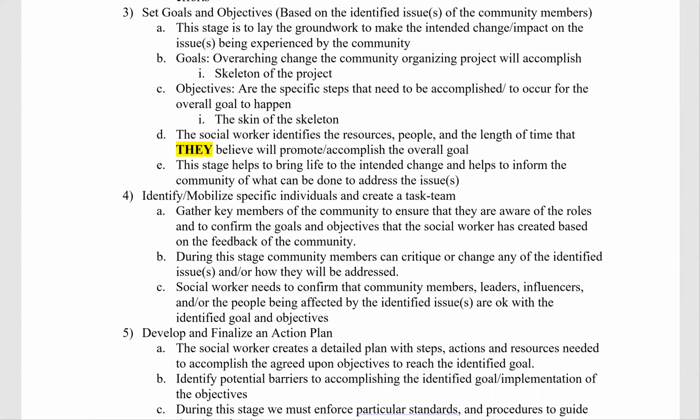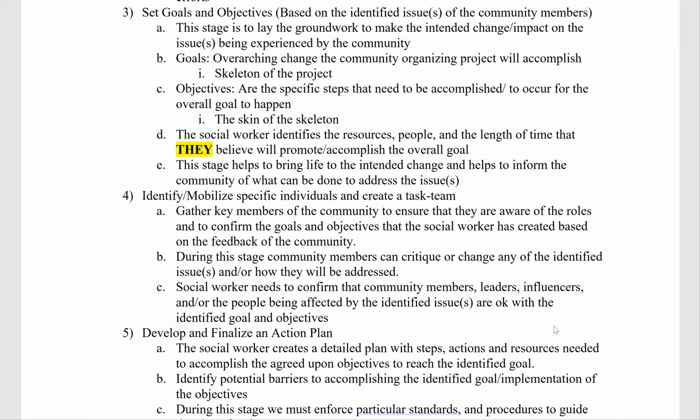So this is where we need to gather key members of the community to ensure that they are aware of the roles and confirm the goals and objectives. Again, in the previous step, we identified the goals and objectives, but the community is going to say, yes, this is particularly what we want to do. This is how we can get it done. You say you need all of these resources and stuff. This is how we can mobilize and bring it all together in order to get the job done.